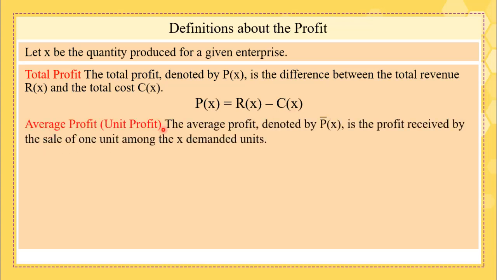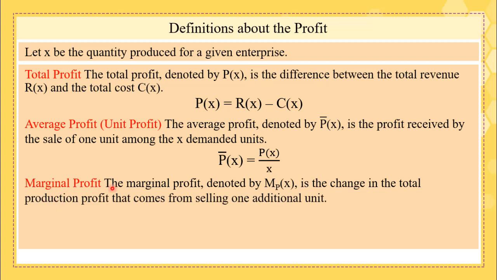Average profit. The average profit, denoted by P bar of X, is the profit received by the sale of one unit among the X demanded units. As average cost is equal to the total cost over X, and average revenue is equal to the total revenue over X, now average profit is equal to the total profit over X.